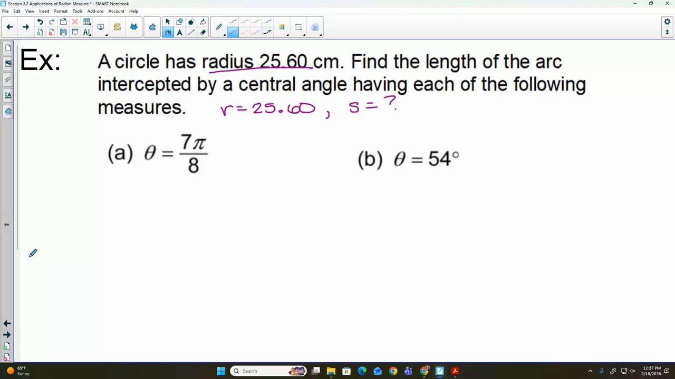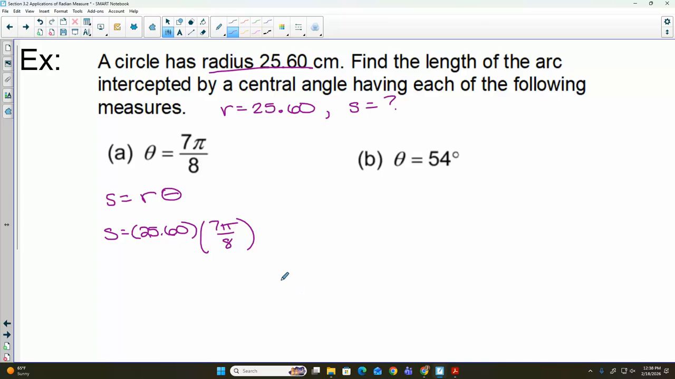Today, we're really just using 2 formulas, so it's not a big deal. Later on, we will have more formulas. So I like to always write down what formula I'm using. Probably not especially helpful today, but it will be later on. Okay, so just a good habit to have. So S is equal to R theta. I know my radius, 25.60. My theta, 7 pi over 8.